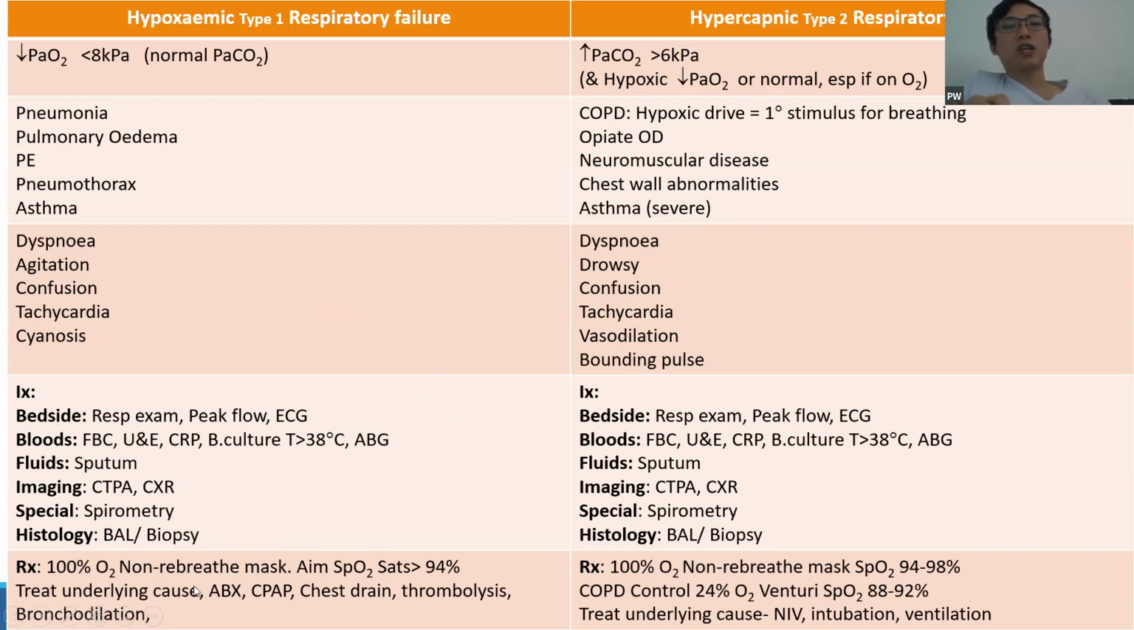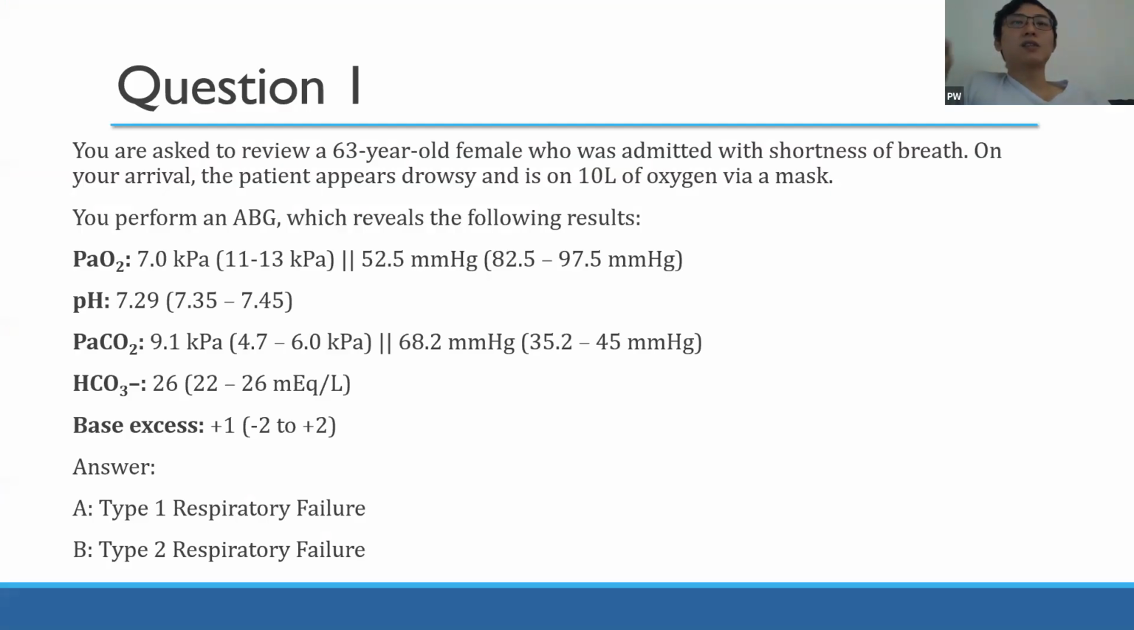So you oxygenate in terms of oxygenation problems, aiming for oxygen saturations greater than 95%, and then you treat whatever underlying cause you've got. Whereas in type 2 respiratory failure, in certain diseases like COPD you're aiming for 88 to 92%, and then you're treating the underlying cause, and you can treat that with ventilation as well, so non-invasive or intubation. So we're going to talk a little bit about this.